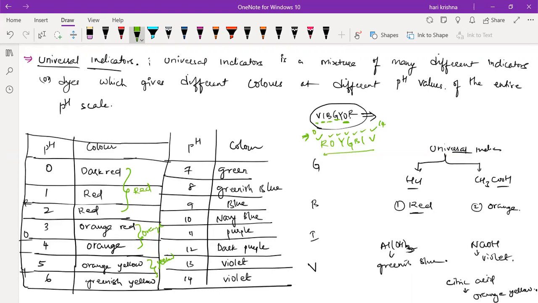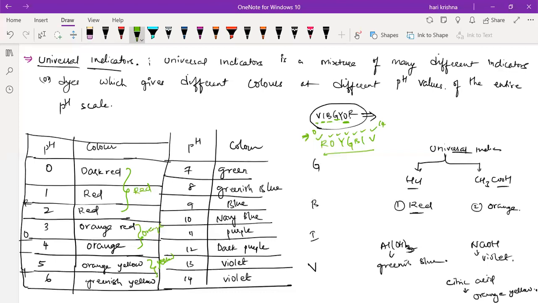Now it is easy to remember, right? Still, does anybody have any doubts? You should not have to remember exactly which color is for which pH. Suppose you dip the universal indicator in some substance and you get yellow color. Then what could be the pH range?